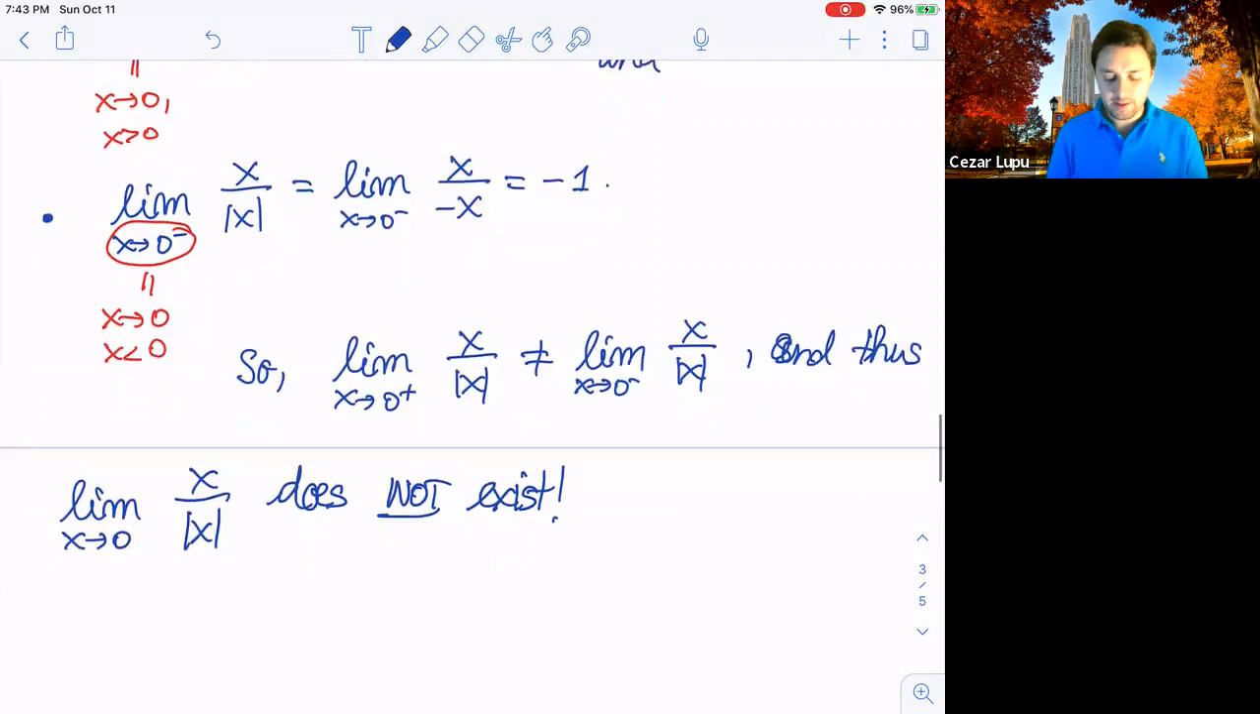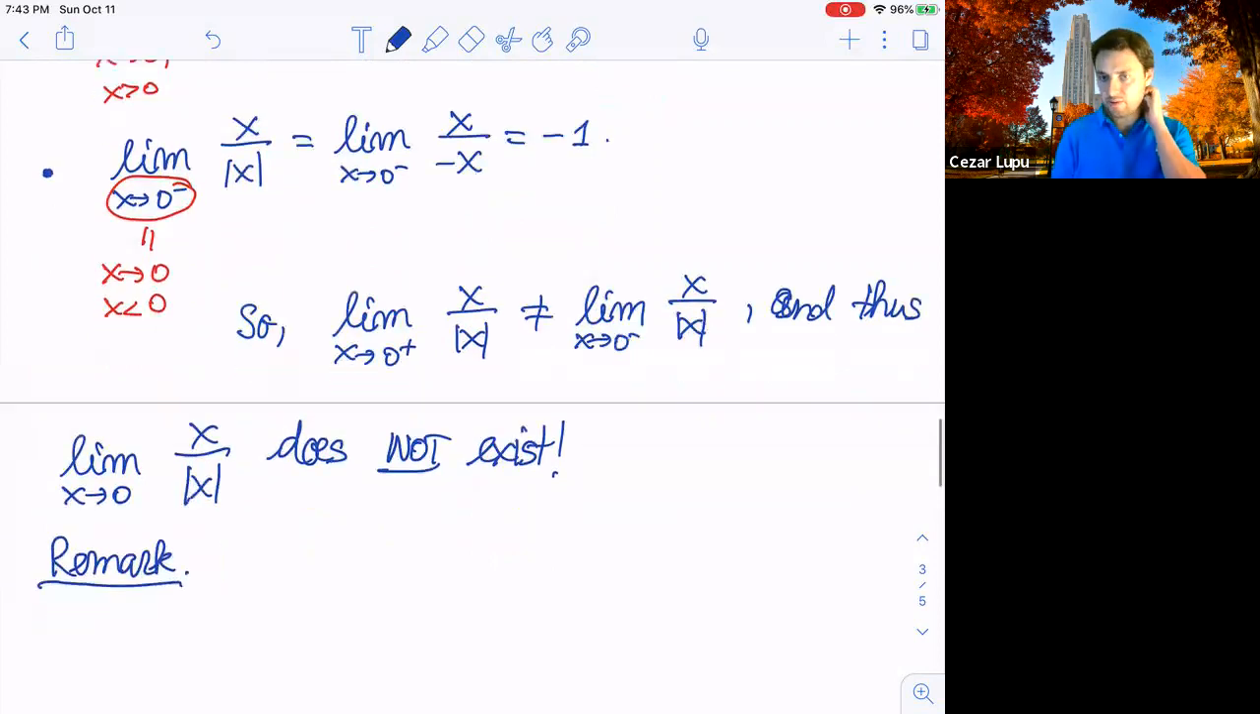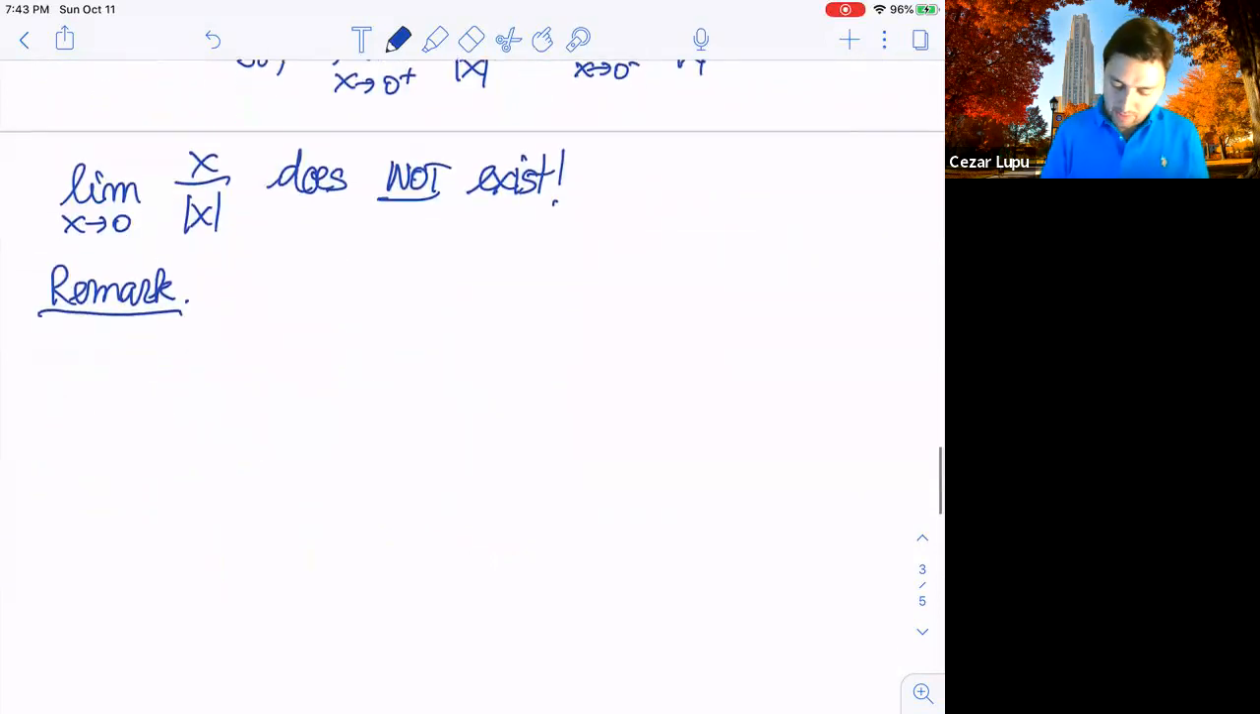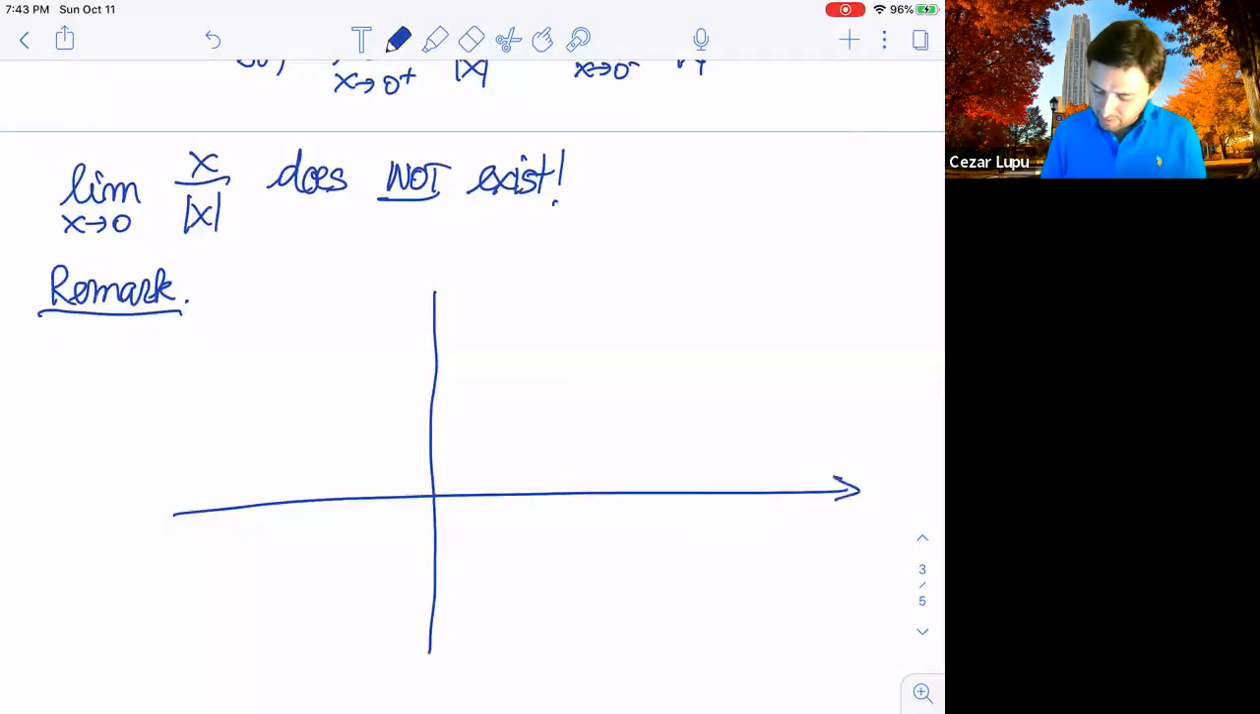And we can also see, let me point out the remark here. We can see this graphically as well. If you want to see a picture, you can see it very clearly. So let me draw the picture so that you guys can see this clearly.